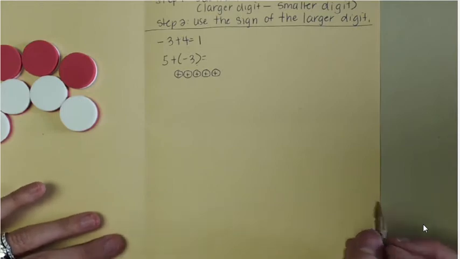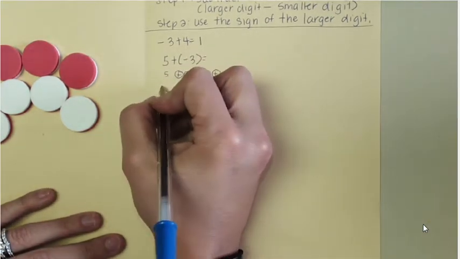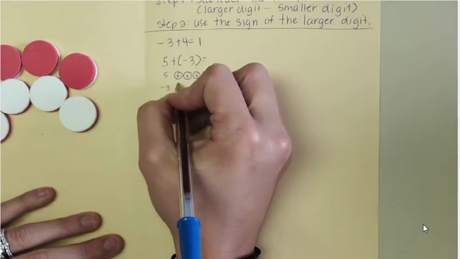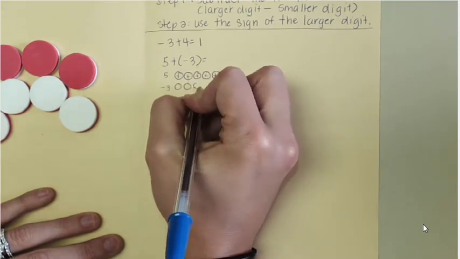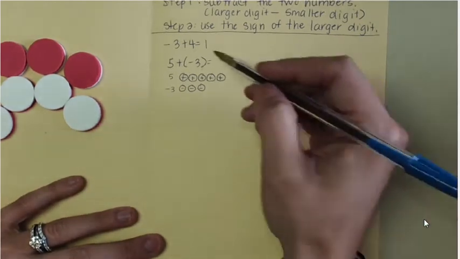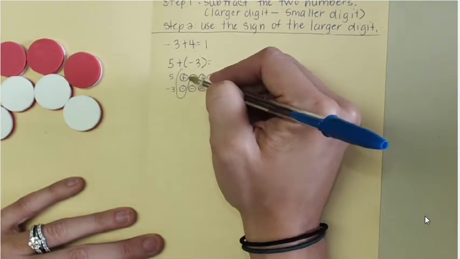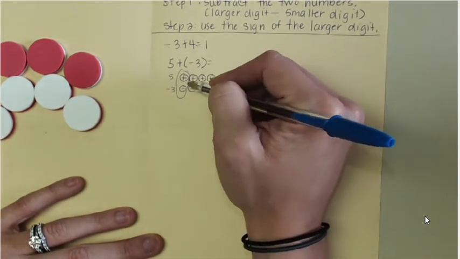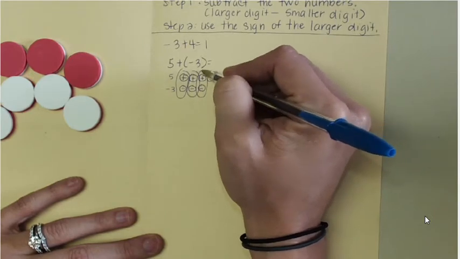And then the second row is going to represent negative 3. So that's 3 circles or counters, and this time they're negative. Now, the way I want you to identify a zero pair is by circling them. So that's a zero pair, that's a zero pair, and that's a zero pair.